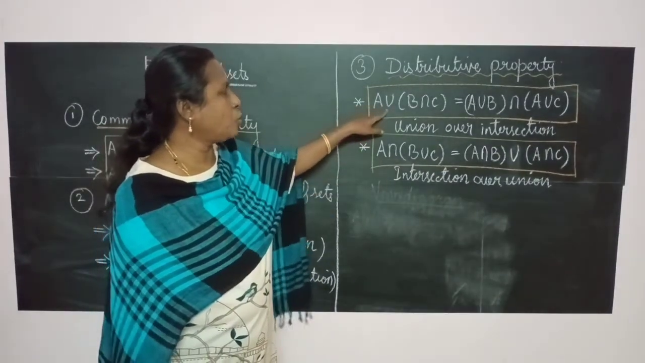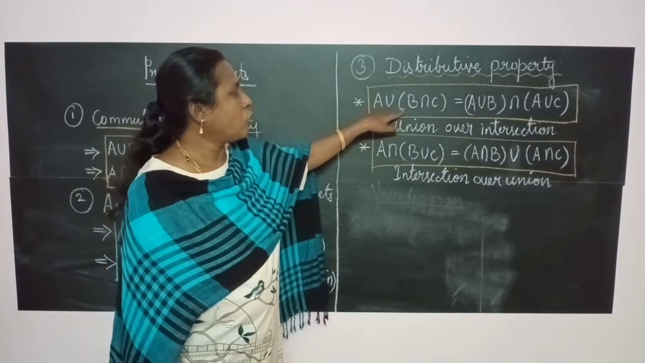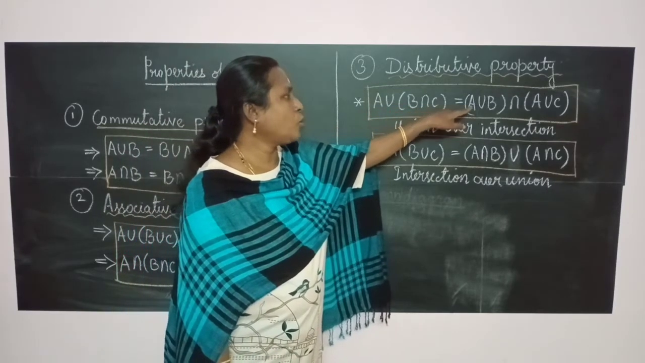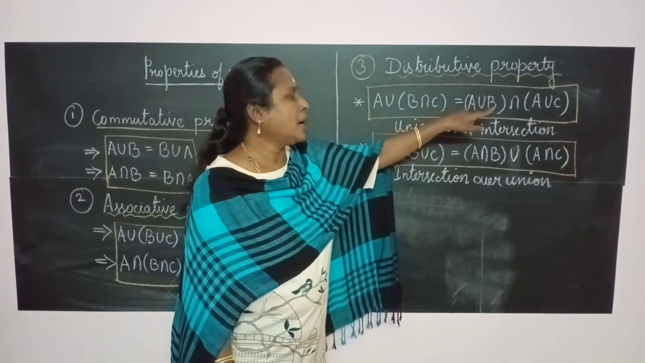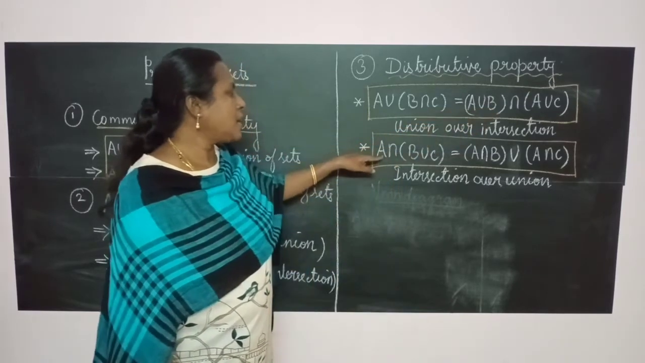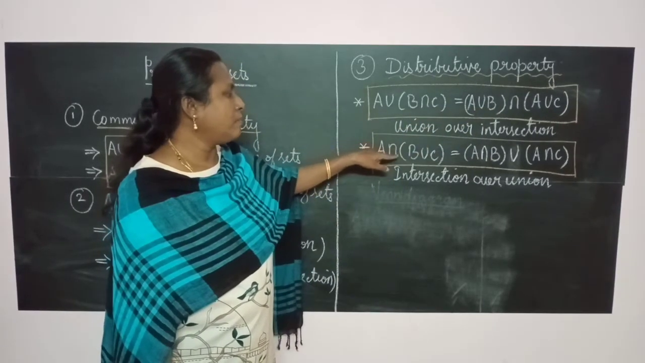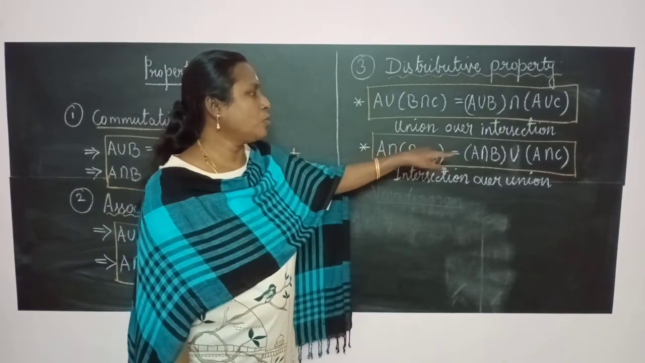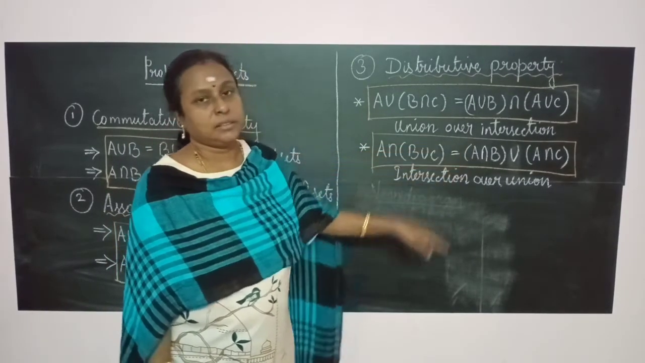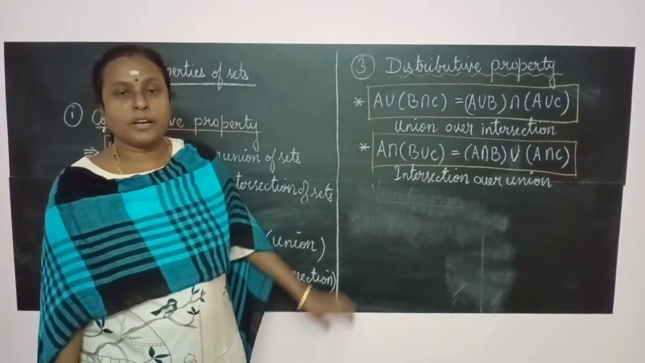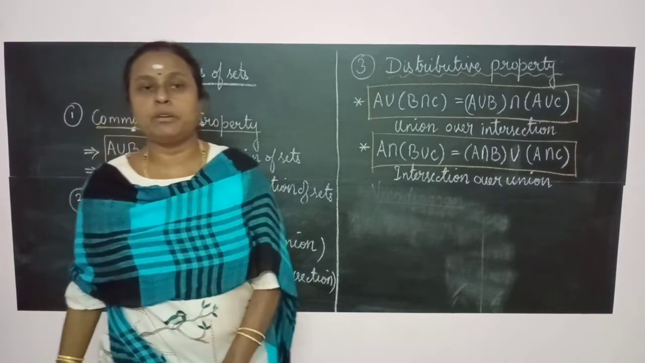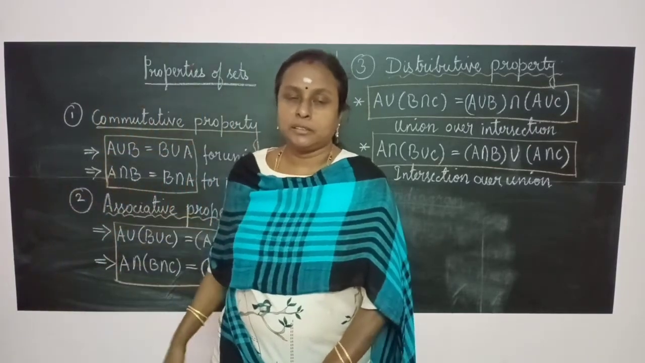It is A union open bracket B intersection C is equal to A union B intersection A union C. Here A intersection B union C is equal to A intersection B union A intersection C. Okay, let us do some problems, we will work out examples, then you will be able to understand better.